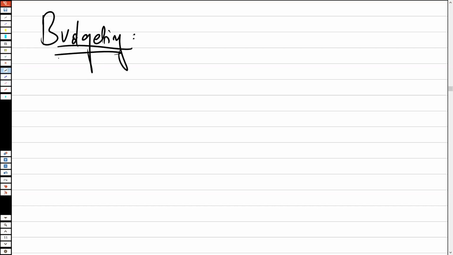Okay, let's move a bit forward and talk further. There is another concept, which is the concept of budgeting. Budget is basically your future financial plan. Whatever your future financial plan is, that's going to be considered as a budget. I repeat, whatever your future financial plan is, that is considered a budget.